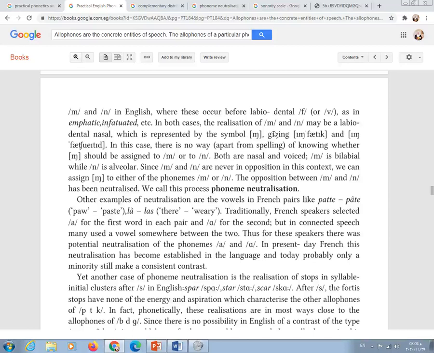So in the first example, m and n, after f or v, turn into one sound, and in this case they become neutralized. Because the opposition is a very important sense here, the opposition between m and n has been neutralized, and we call this phoneme neutralization. Okay.